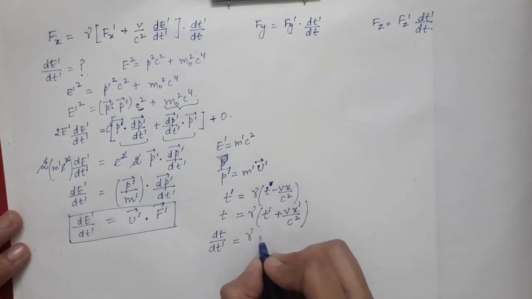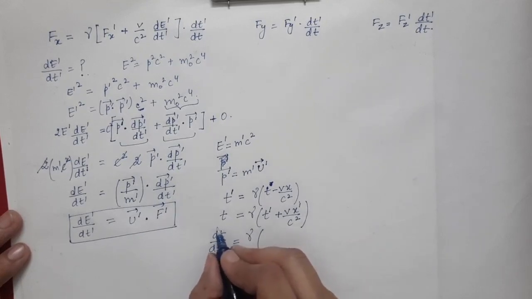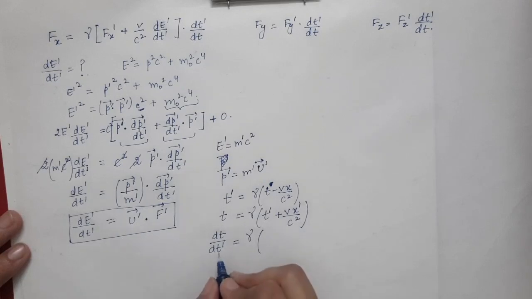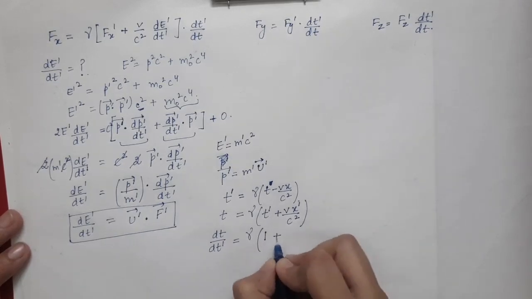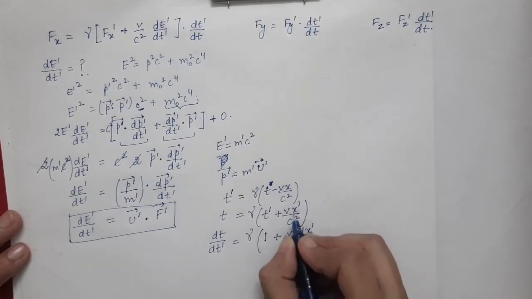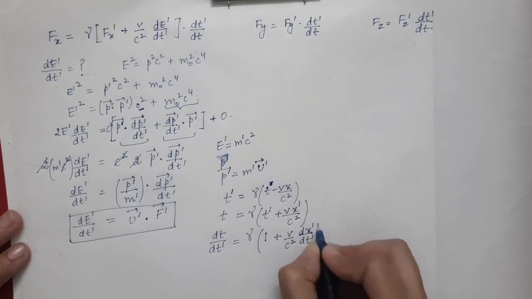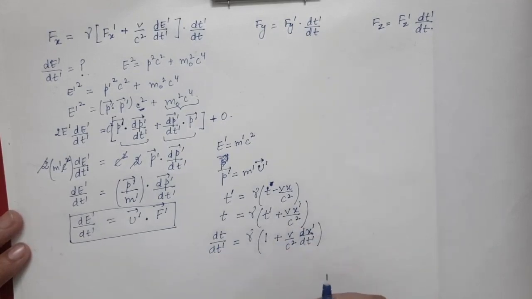So that will be equal to γ as it is. So dt/dt': we are doing the derivative with respect to the t' variable. So here you will have 1 + (v/c²) as it is, and dx'/dt'.